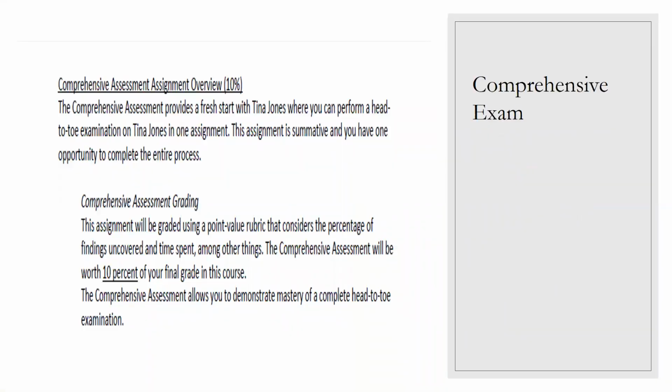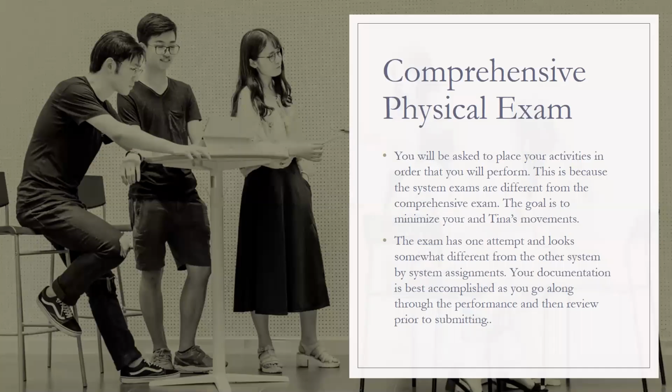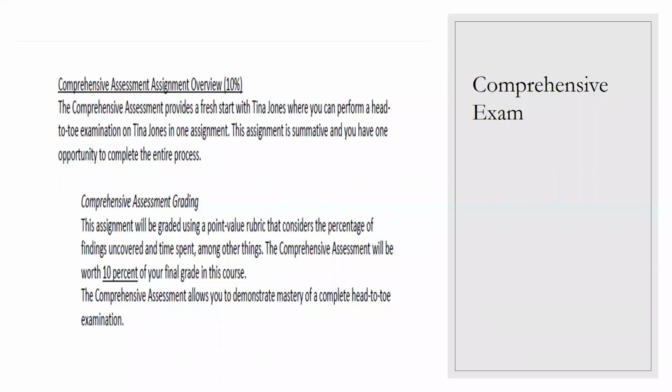Another type of assignment in Shadow Health is the comprehensive exam. As I said before, this is the head-to-toe assessment, and it is a summative exam that you have one attempt to complete the entire process. And that assessment, it counts for 10% of your final grade. So you are learning how to operate with the system-by-system exams so that when you get to the comprehensive exam, you can successfully navigate, document, and record those experiences.